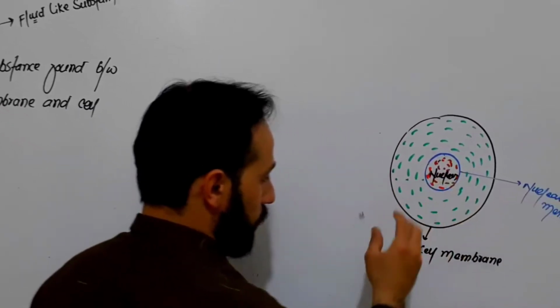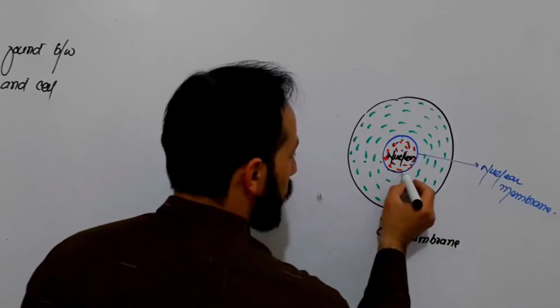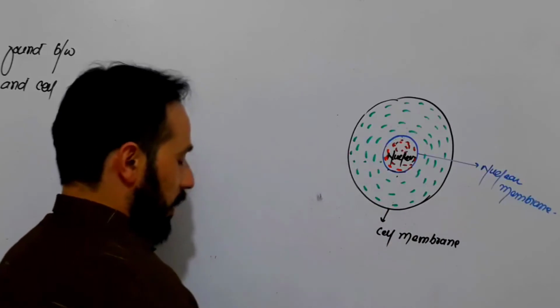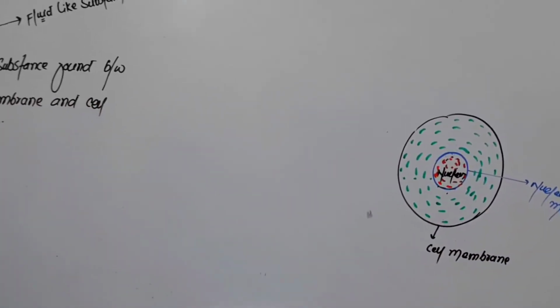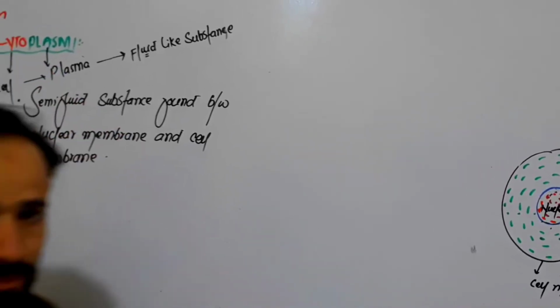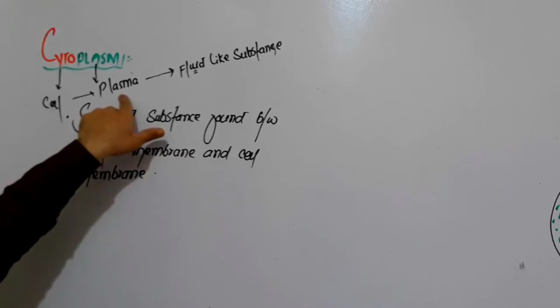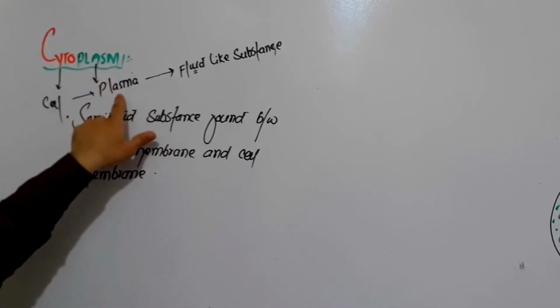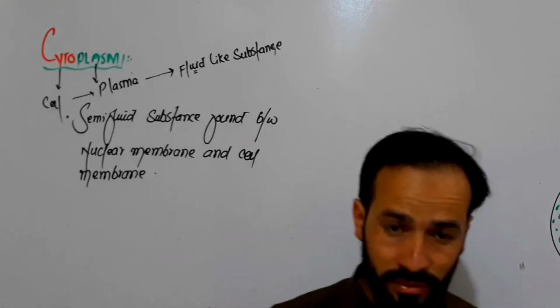So we know it here. I told you just now that in between the cell membrane and the nuclear membrane we have a semi-fluid like substance, and this substance is called the cytoplasm. Cyto means cells, and plasma means the fluid like substance. So this is the cytoplasm.